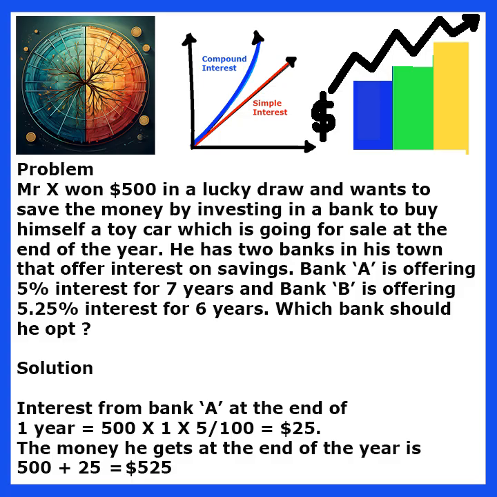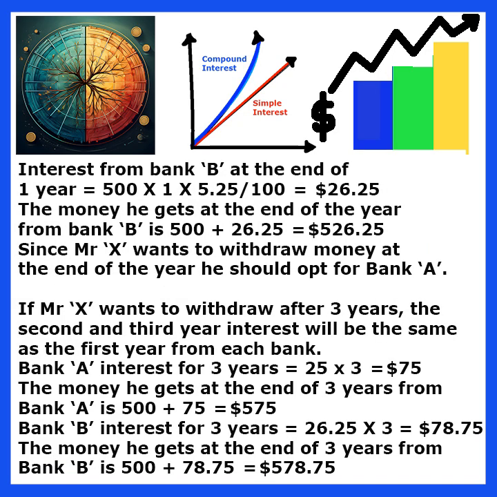Solution: interest from Bank A at the end of 1 year equals 500 multiplied by 1 multiplied by 5 divided by 100 equals $25. The money he gets at the end of the year is 500 plus 25 equals $525. Interest from Bank B at the end of 1 year equals 500 multiplied by 1 multiplied by 5.25 divided by 100 equals $26.25. The money he gets at the end of the year from Bank B is 500 plus 26.25 equals $526.25. Since Mr. X wants to withdraw money at the end of the year, he should opt for Bank A.